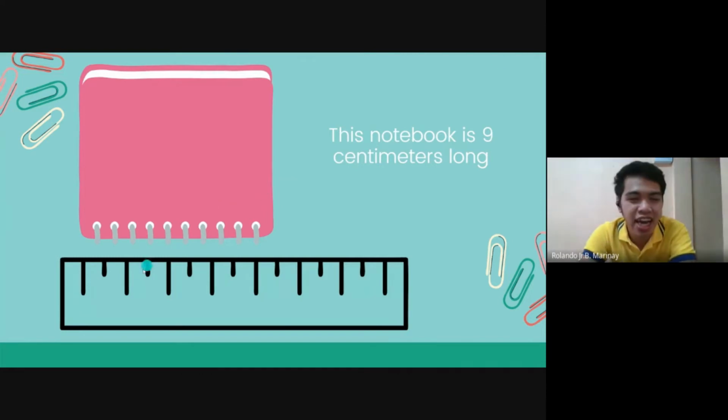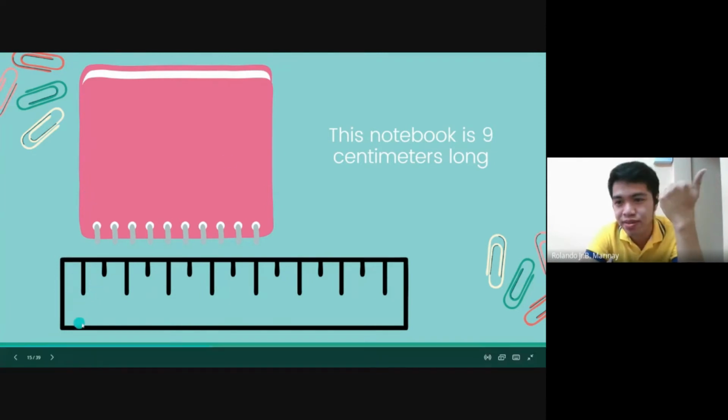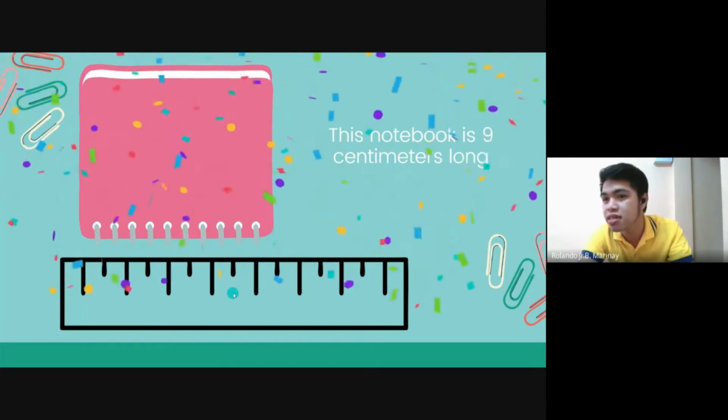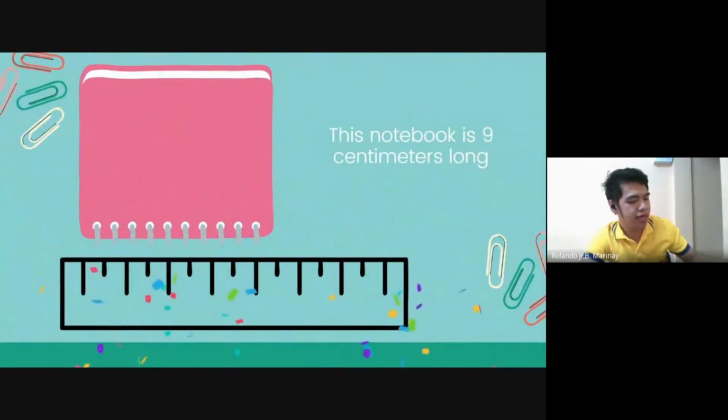Okay, it is 9. We're going to begin with 0. 0, 1, 2, 3, 4, 5, 6, 7, 8, 9. So this is 9 centimeters long. Did you understand? We're going to begin with 0. That is 0. Which page? Later, I'm going to tell you, because I'm going to show some things that you have to answer.